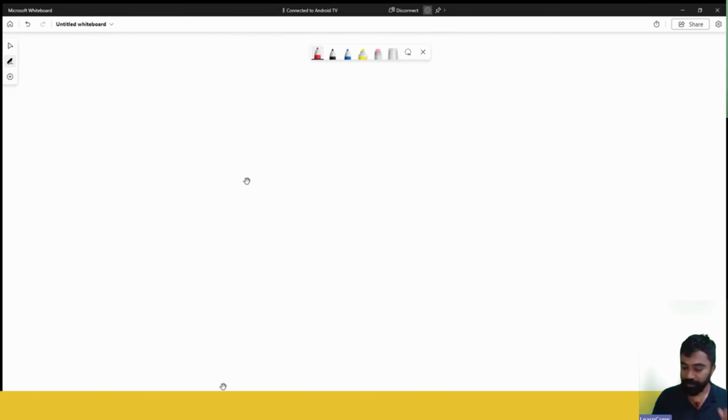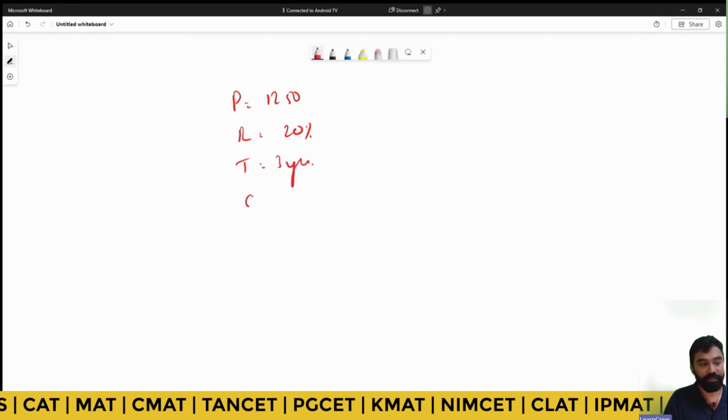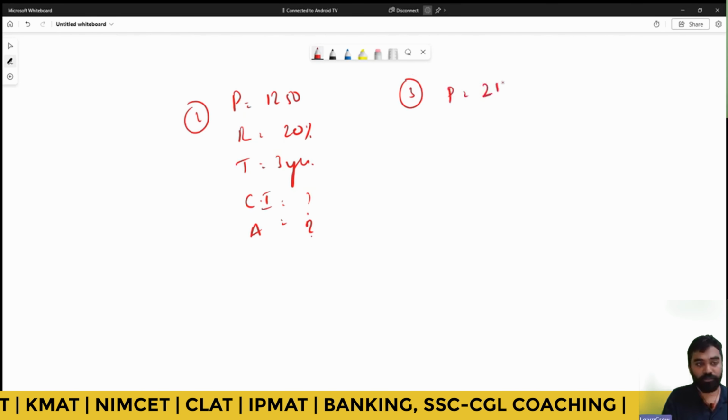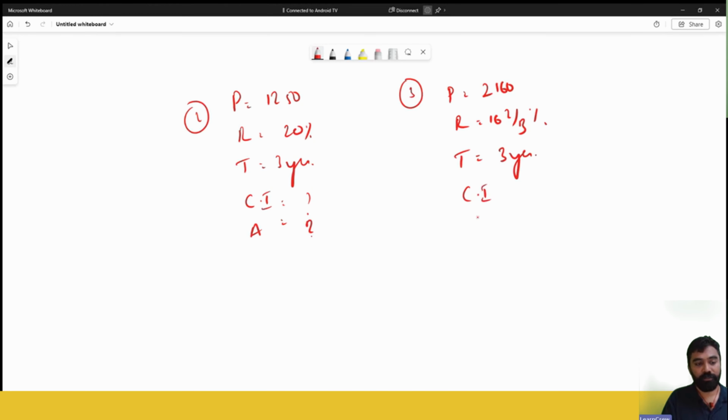Okay, let's take up the next one. P is 1250, R is 20%, T is 3 years. Find the CI. Next: P is 2160, R is 16 2/3%, T is 3 years. Find the CI and the amount.